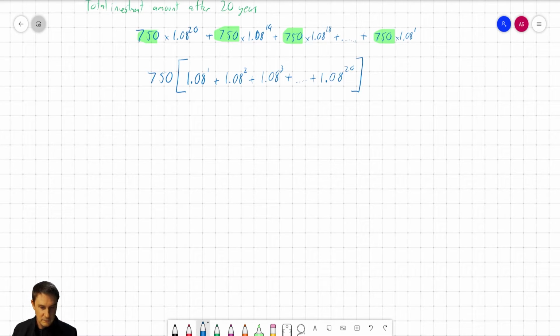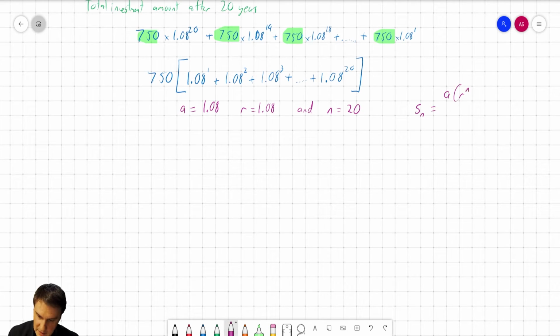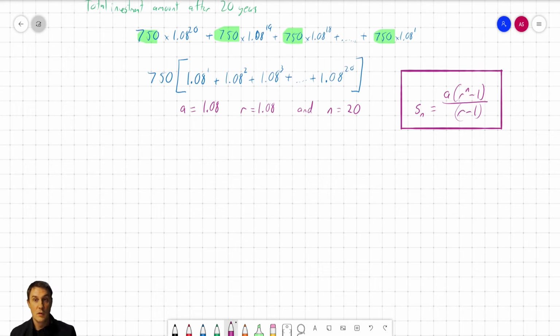From this stage, this helps us a lot better because we can see that we've got a geometric series here. Let's pull out a few key points of information. We're only focusing on the bracketed part here. Our first term is going to be 1.08. The ratio, because we're multiplying by that each time, is also going to be 1.08. And lastly, we have our n value, which is going to be 20. When you have values like this in a geometric series, we can find the sum of it. So the sum of n is equal to a times r to the power of n minus 1, all over r minus 1. This is the key formula we're about to use.